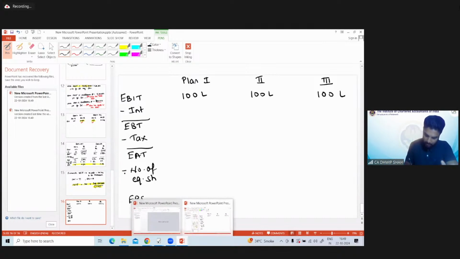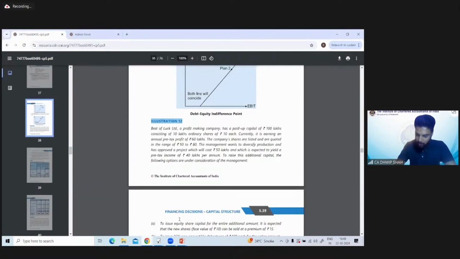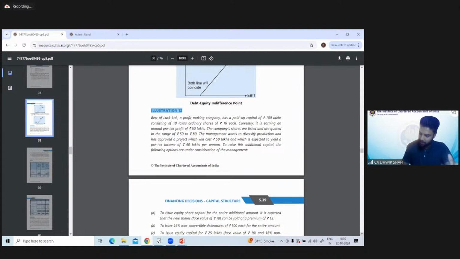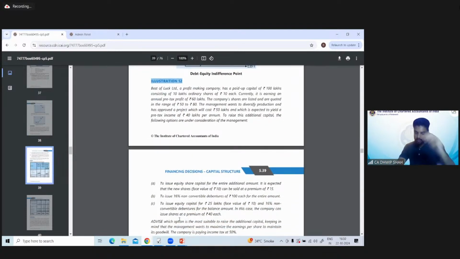Now interest. Under which alternative do I need to subtract interest? Tell me. Is there any existing debt in the company's capital structure? There is no existing debt. So we will just subtract interest under alternative 2 and 3. Yes or no? Are you getting this? Under alternative 2, the entire 50 lakh is raised through 16% debentures. So 50 lakh at 16% comes to 8 lakh.